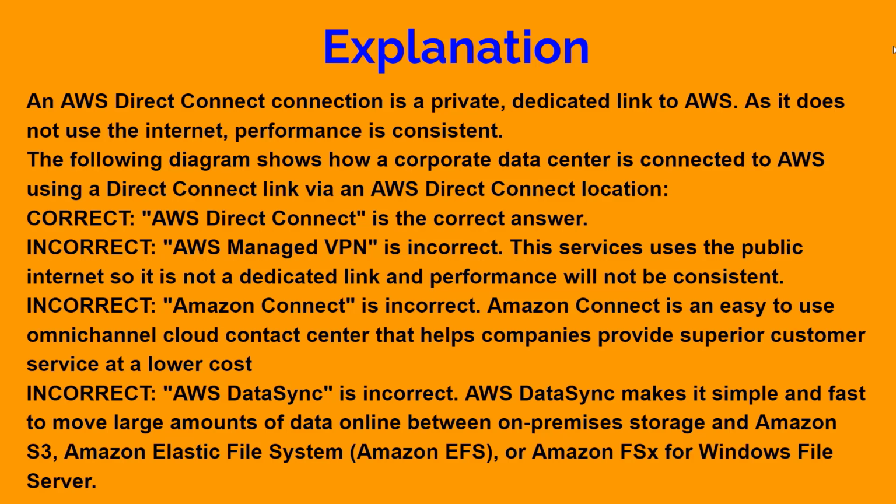Incorrect. AWS Managed VPN is incorrect. This service uses the public internet, so it is not a dedicated link and performance will not be consistent. Incorrect. Amazon Connect is incorrect. Amazon Connect is an easy-to-use omni-channel cloud contact center that helps companies provide superior customer service at a lower cost. Incorrect. AWS DataSync is incorrect. AWS DataSync makes it simple and fast to move large amounts of data online between on-premises storage and Amazon S3, Amazon Elastic File System, Amazon EFS, or Amazon FSx for Windows File Server.